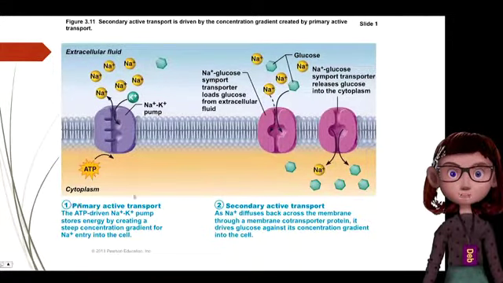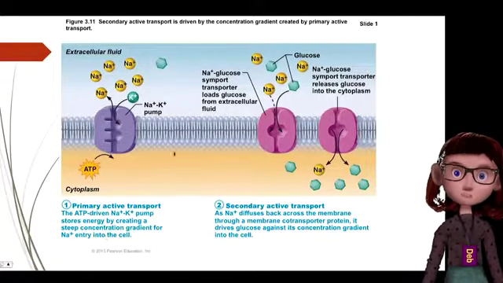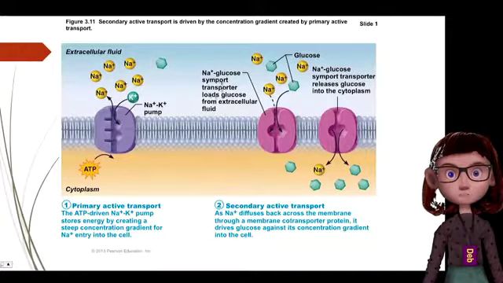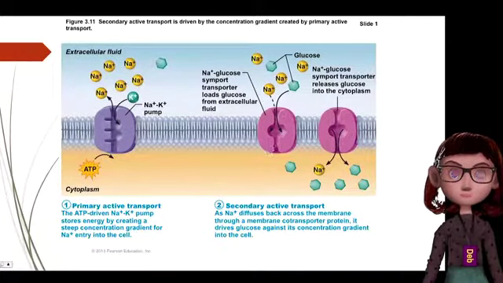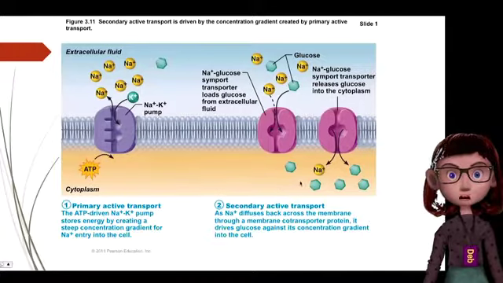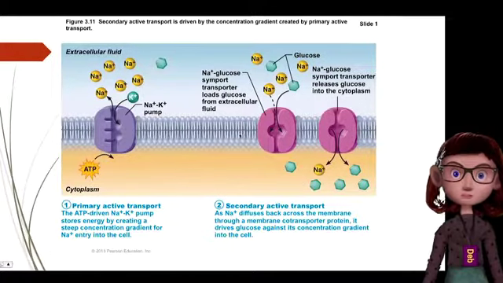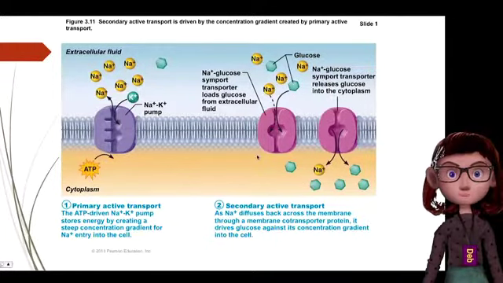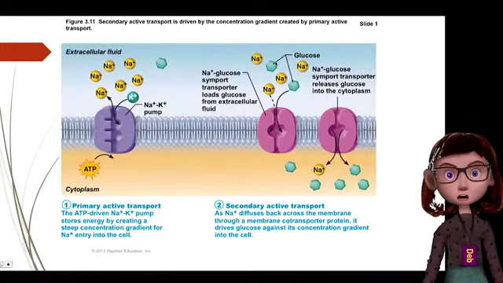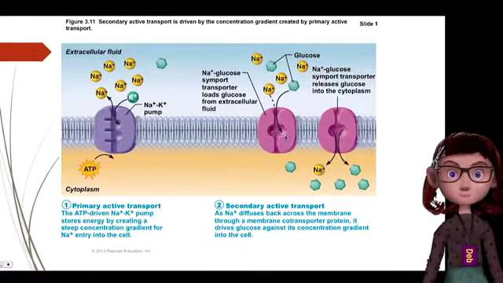This is showing you an example of secondary active transport, and this is a symport transporter. When sodium is transported across the membrane, it also is going to drive the transport of glucose.